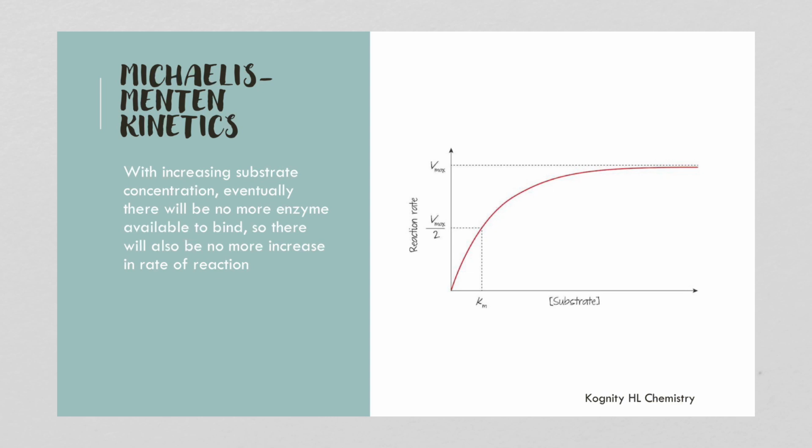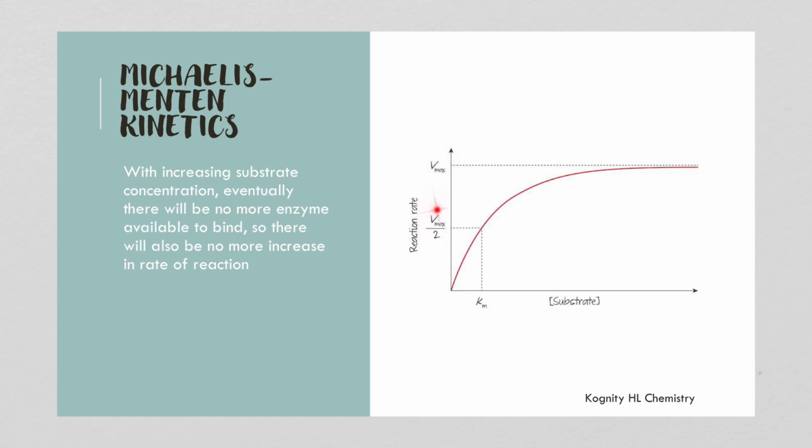So if we look at Michaelis-Menten kinetics, when you're increasing the substrate concentration, the rate of reaction will increase, and it'll increase quite steadily until there's no more enzyme that's available to bind. So eventually, increasing the substrate concentration will have no further impact on the rate of reaction. So that's known as the Vmax.